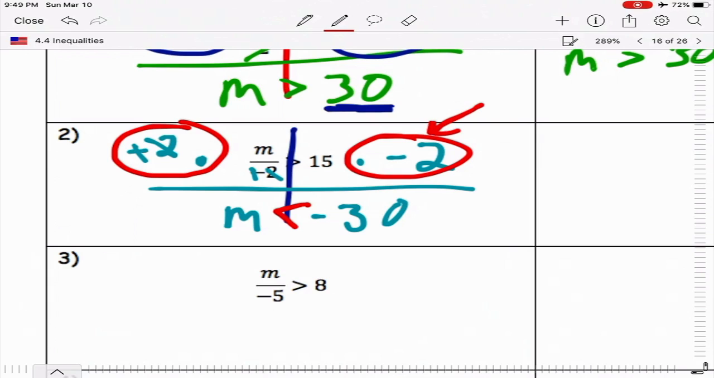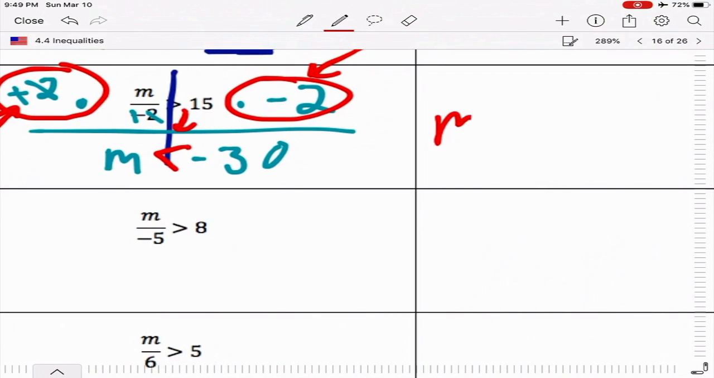Because this is a negative. The inequality literally flips. It goes from eating the left side to eating the right side. My answer is m is less than negative 30.